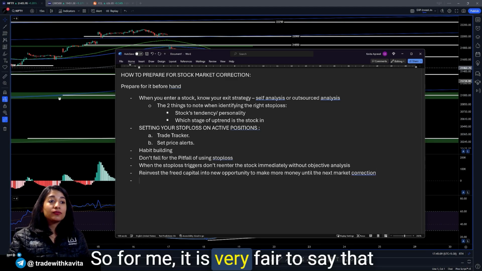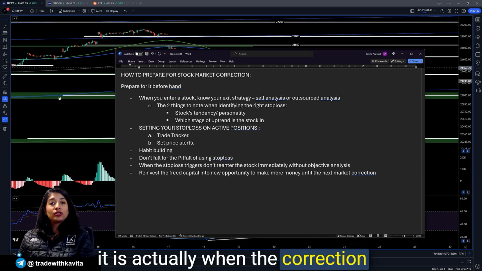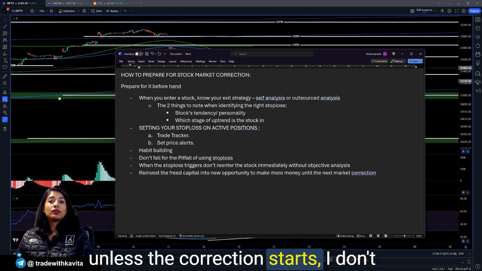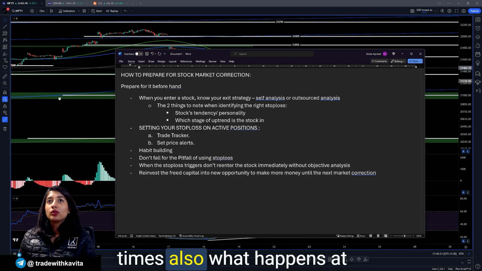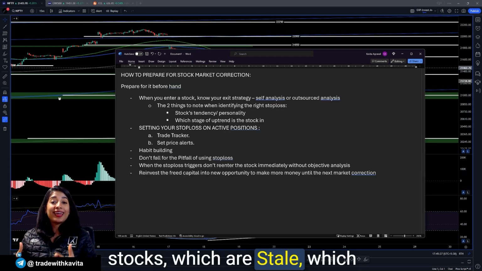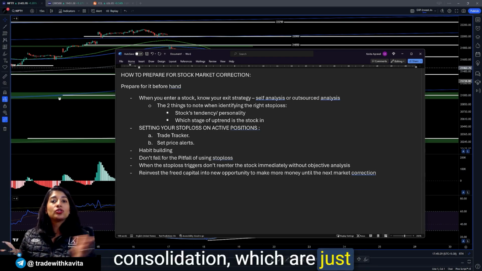So for me, it is very fair to say that it is actually when the correction starts that I make money. Because unless the correction starts, I don't let my stop losses get triggered. I don't exit my positions. I keep holding them. A lot of times also what happens is that stocks which are stale, which means which are in sideways consolidation, which are just not giving any movement.